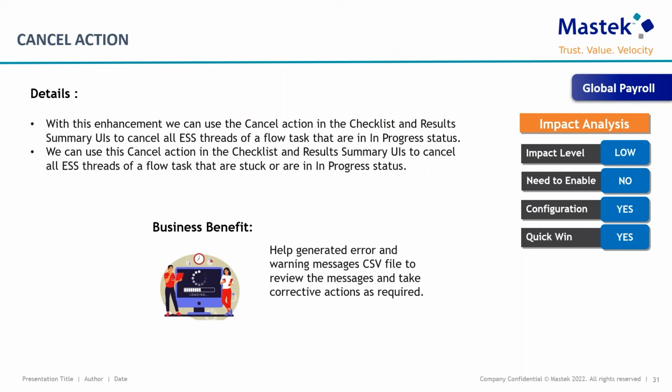Cancel action. With this enhancement, we can use the cancel action in the checklist and result summary UI to cancel all ESS threads of a flow task that are in progress status. Earlier, if we had to cancel any payroll process, we used to go to schedule processes, and sometimes we were not even able to identify which process we needed to cancel. But now we are going to get a cancel button on all the payroll processes in the front end itself. So we will be able to directly cancel the process as and when required.